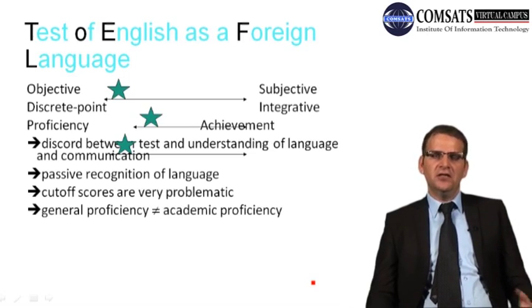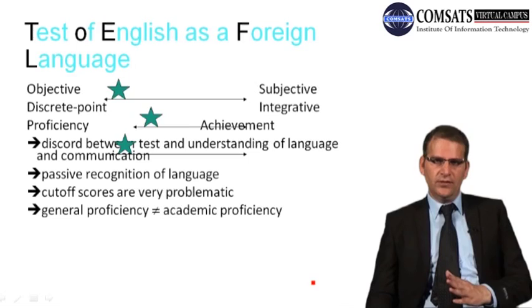Some universities required 70%, of course, 70 out of 100. Some universities required 60 out of 100. So it varies from university to university.